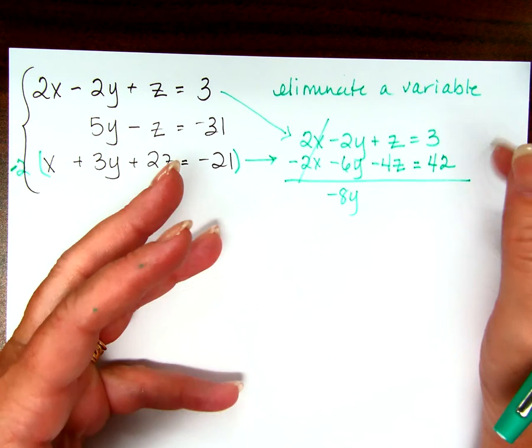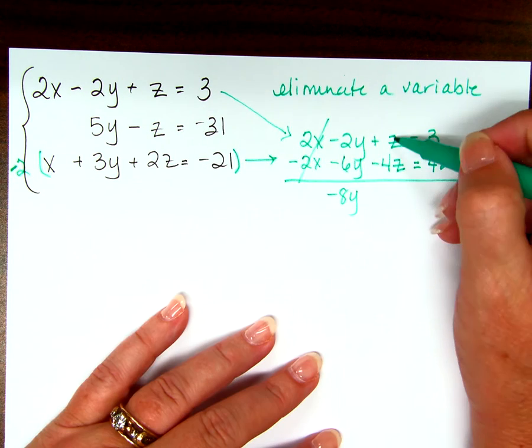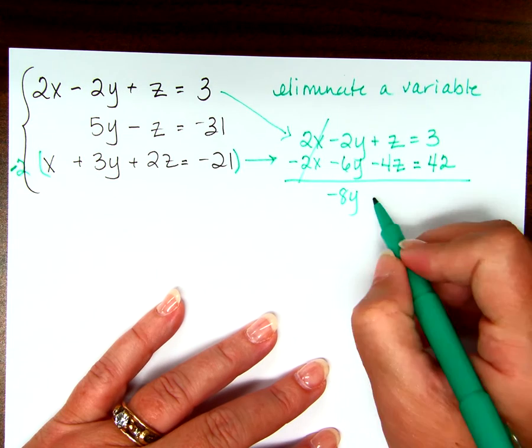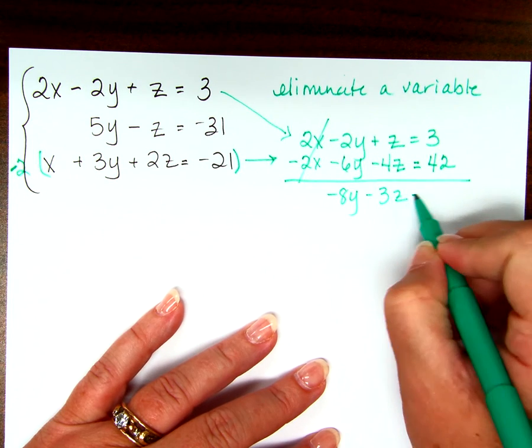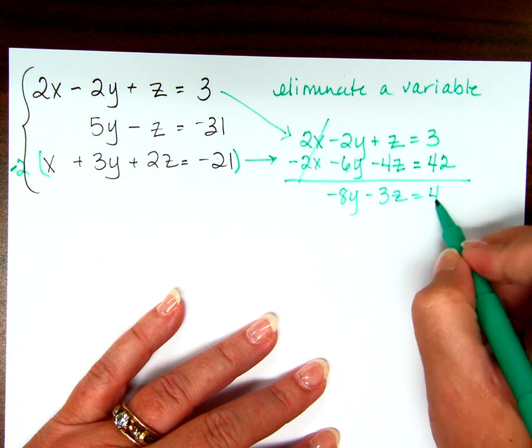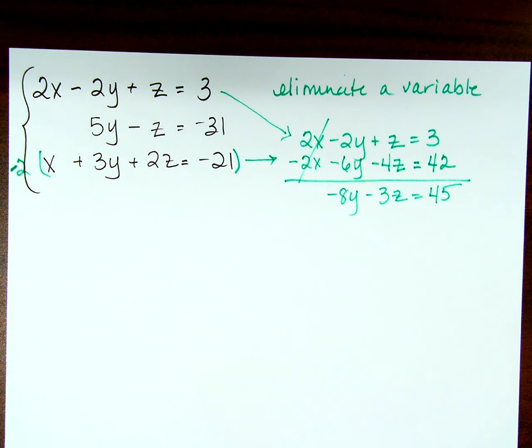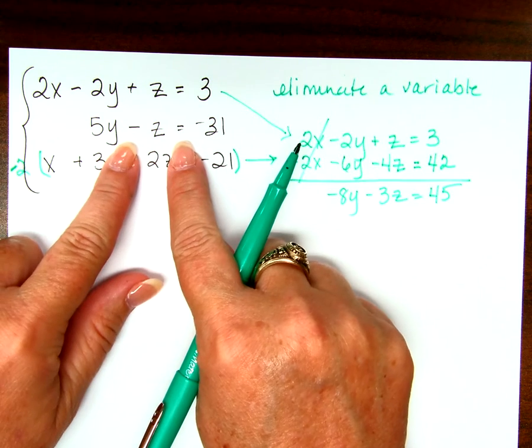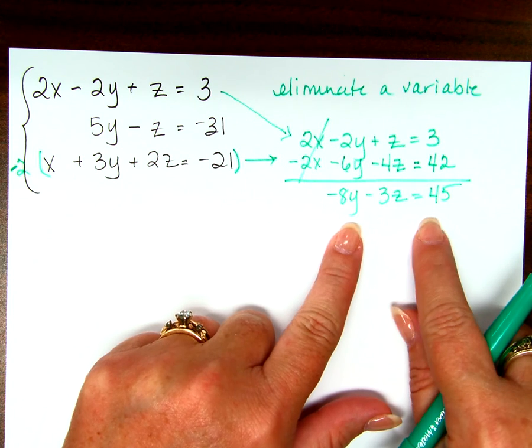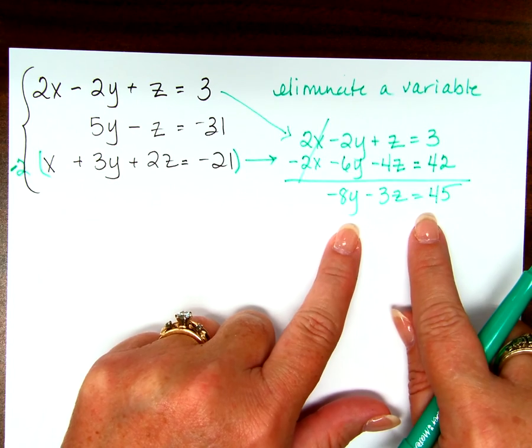So what's 1z and negative 4z? Negative 3z. And what is 3 and 42? 45. So now I have one equation with y and z from the original, and then I just got another equation with y and z over here.